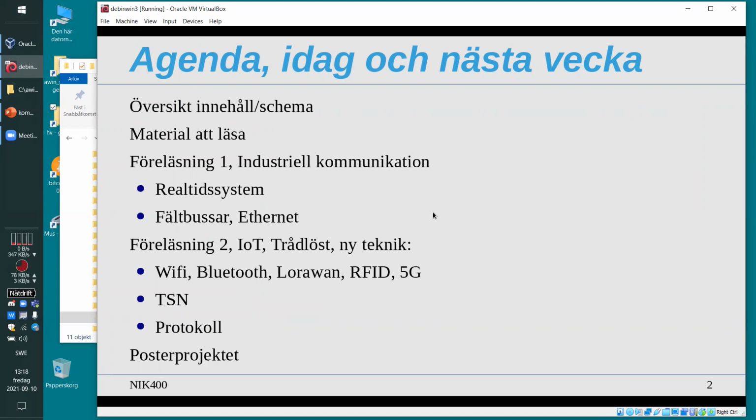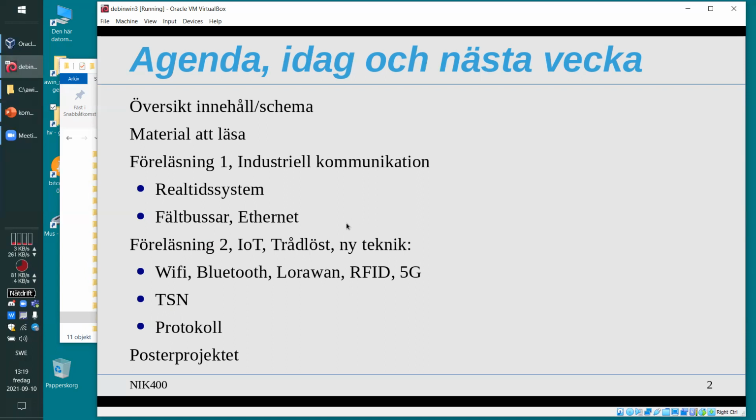So what was the plan for today and also for next week? It's repeating a little bit about the course, listing some material to read for my part of the course. And then today it will be about industrial communication, field buses and things like that. Next week, it will be more IoT, Internet of Things, and some new technology. Next week, I will also introduce this poster project a bit. That's the plan.